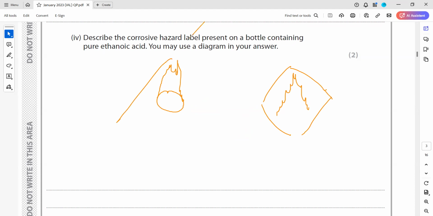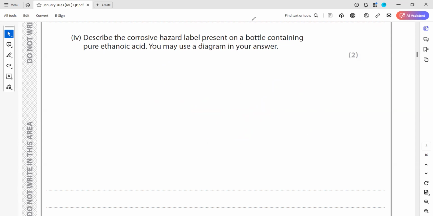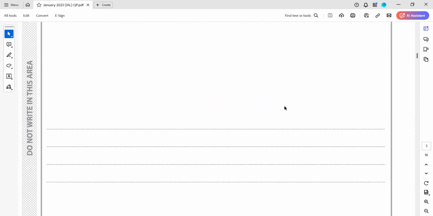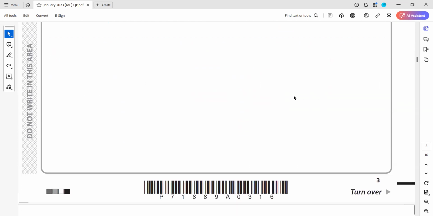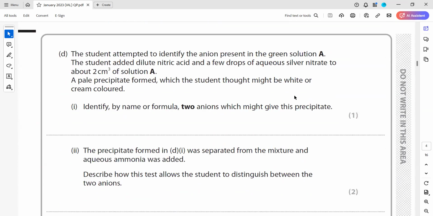These are the labels on the bottles. You have to learn these labels. You can find them in the first chapter of the book, at the beginning, the start of the book.